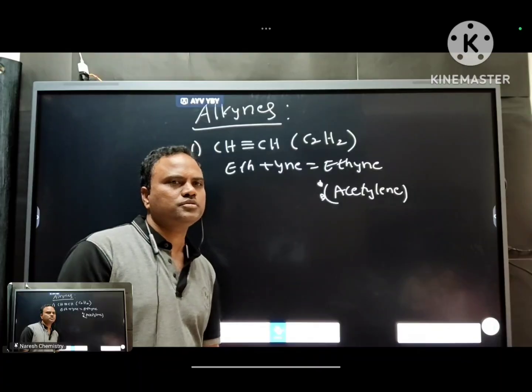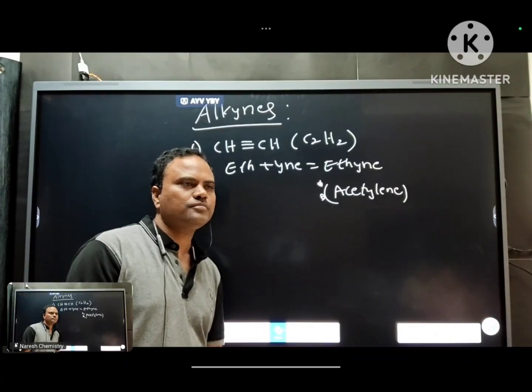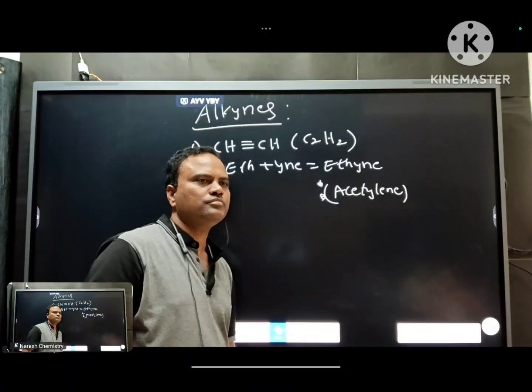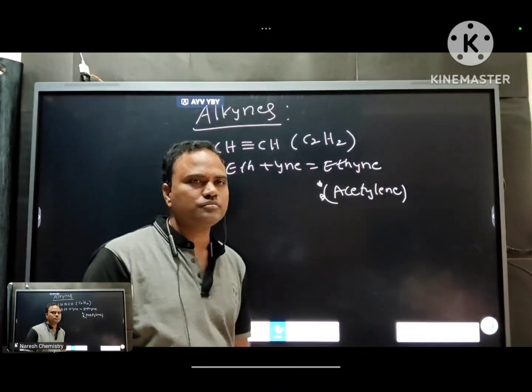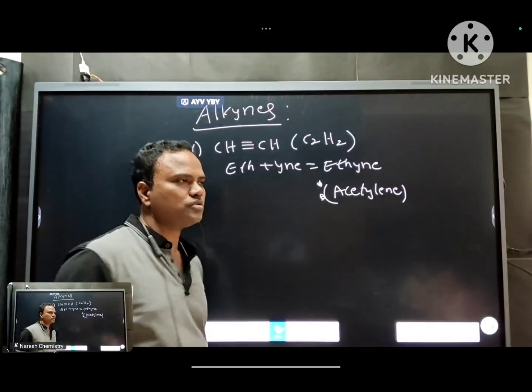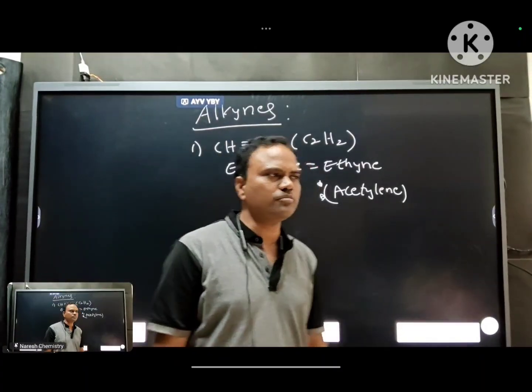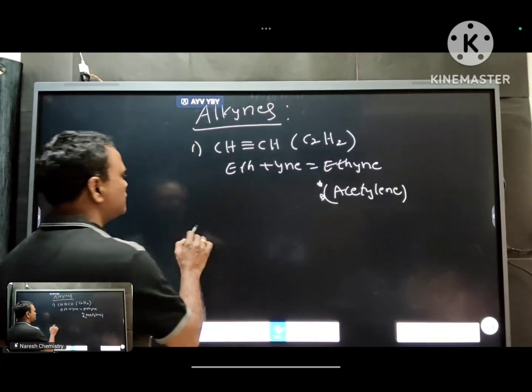That is wrong. 3 sigma, 2 pi bonds. We should consider the hydrogen bonds also. That is an important question in chemical bonding, calculating the number of sigma and pi bonds. Okay, next example, second one.